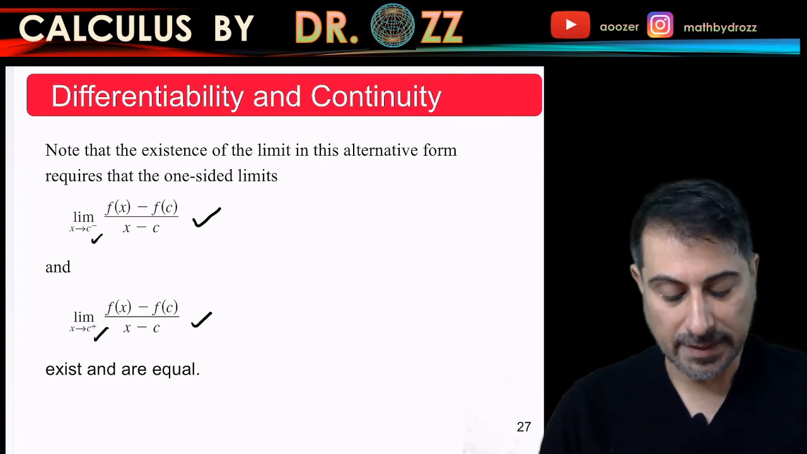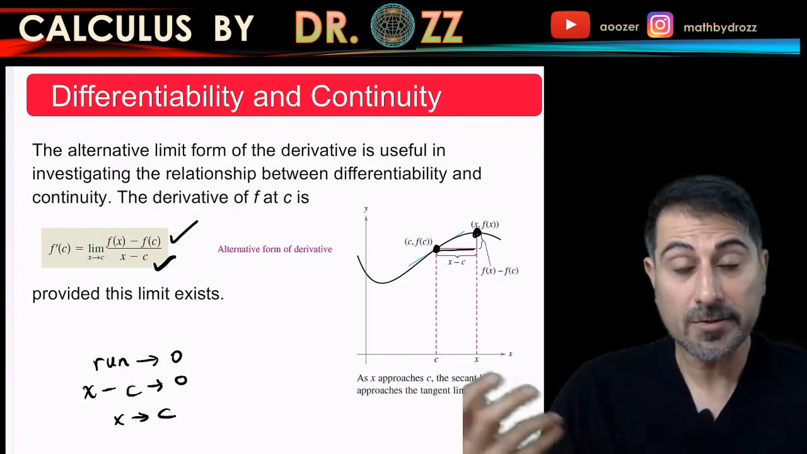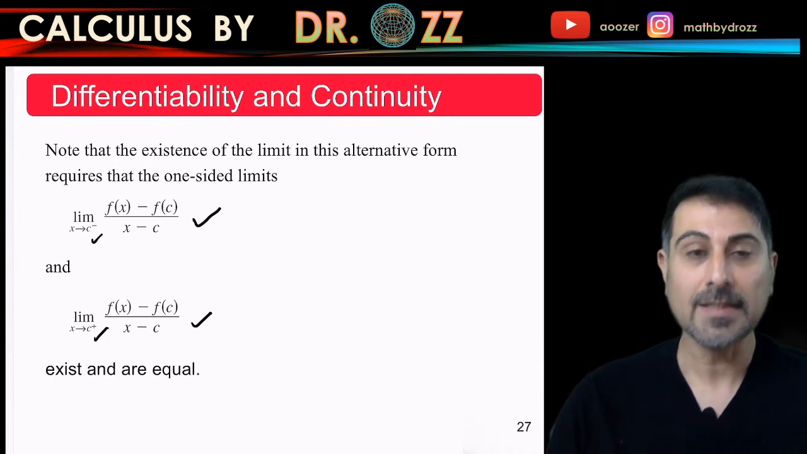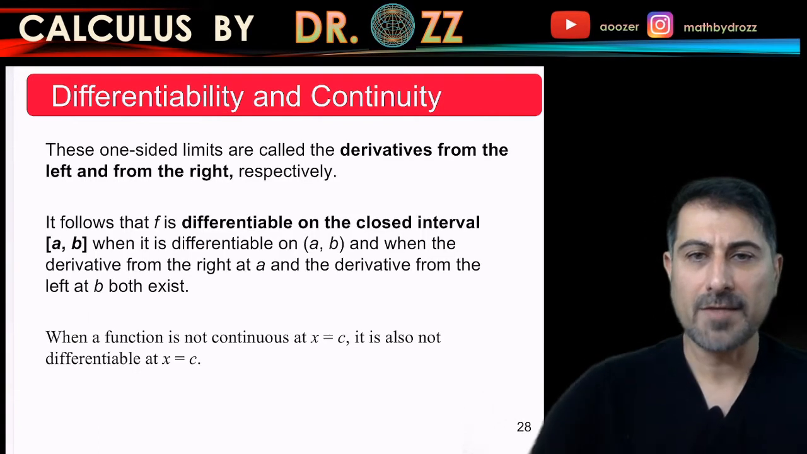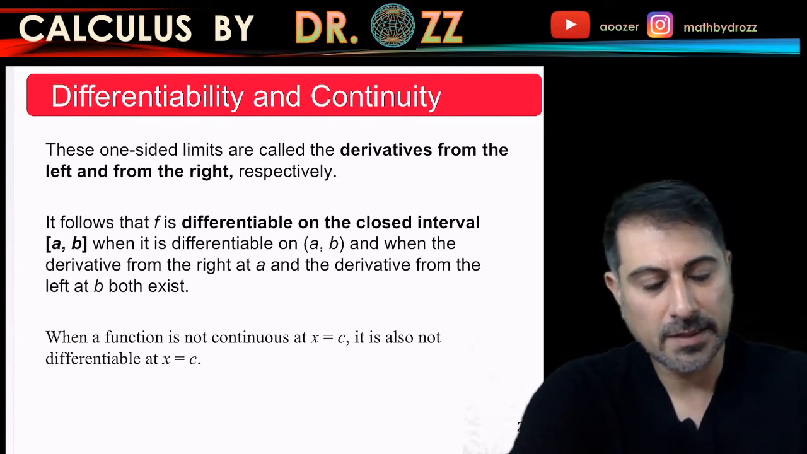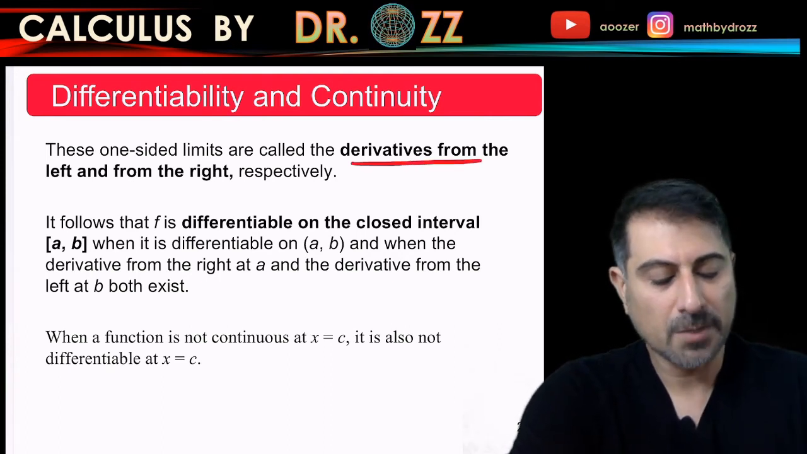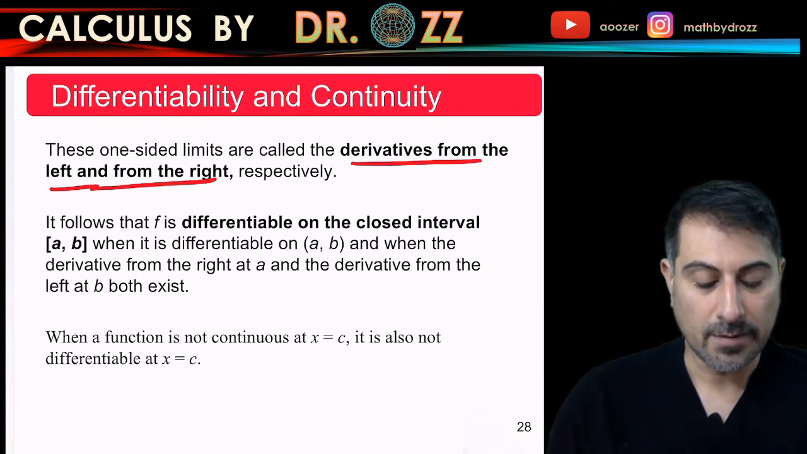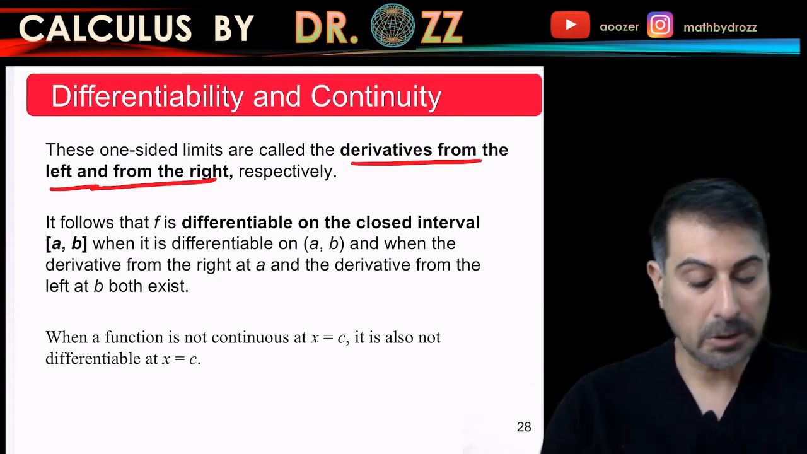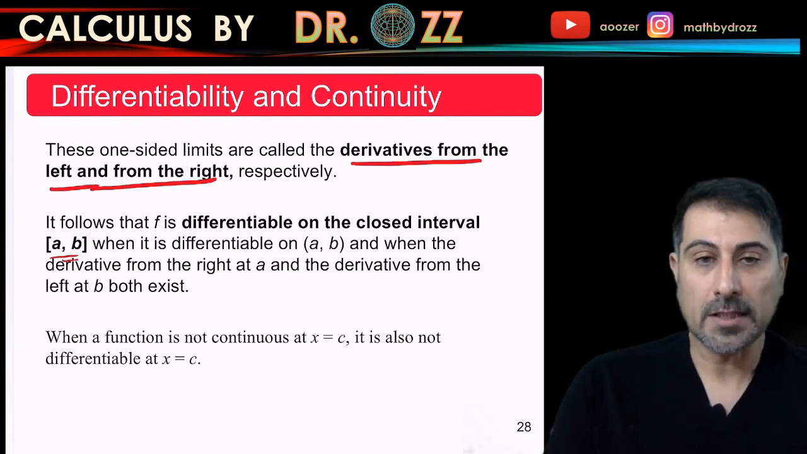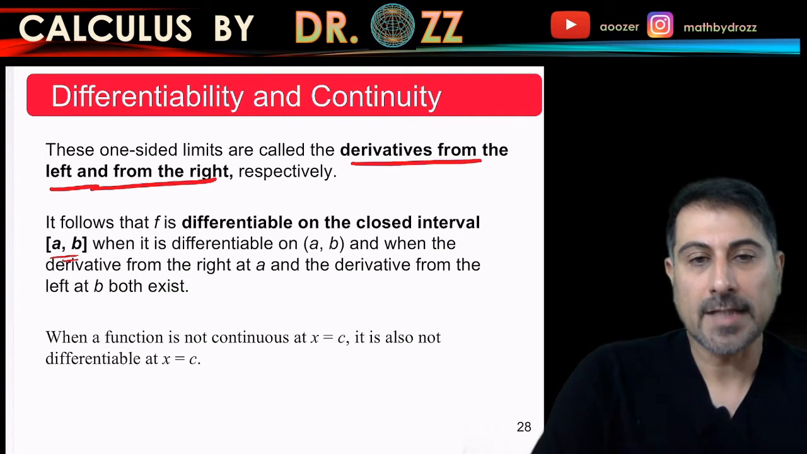For the limit to exist here, which is the alternate form of the derivative, the one-sided limits must exist and must be equal. We have a special name for the one-sided limits I just described: they are called derivatives from the left and from the right at point c. It follows that f is differentiable on the closed interval [a, b] whenever it is differentiable on the open interval (a, b), and the one-sided limits at the endpoints both exist.